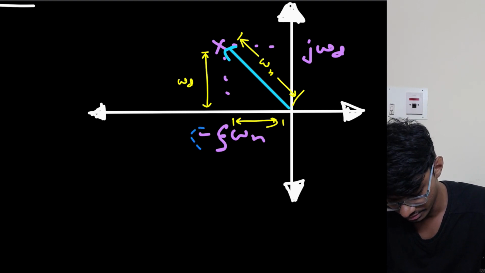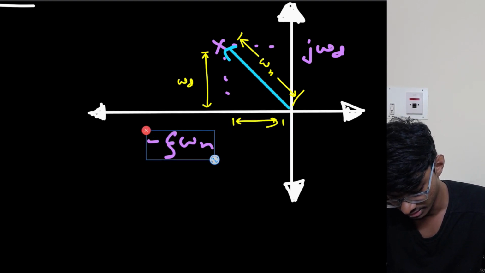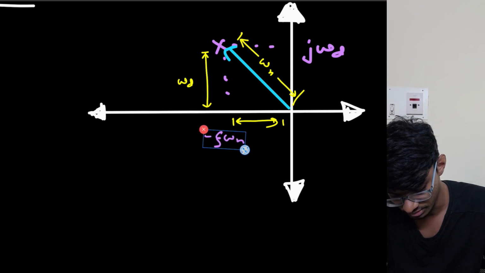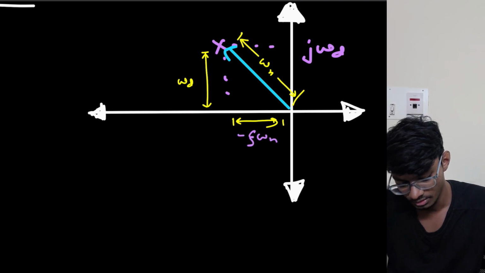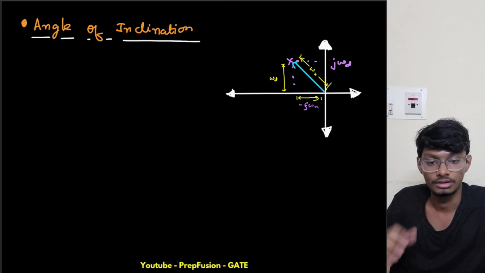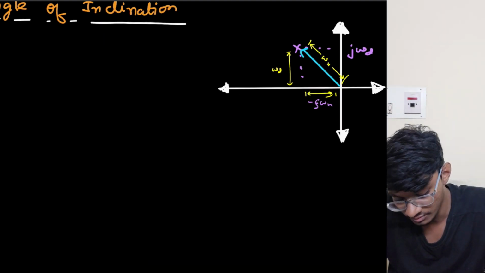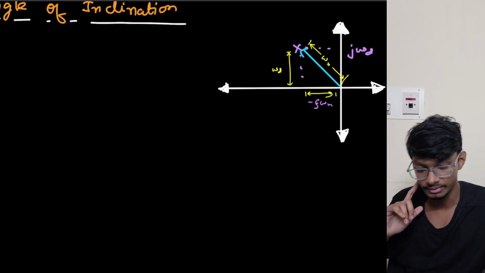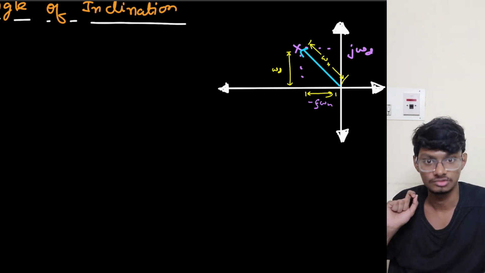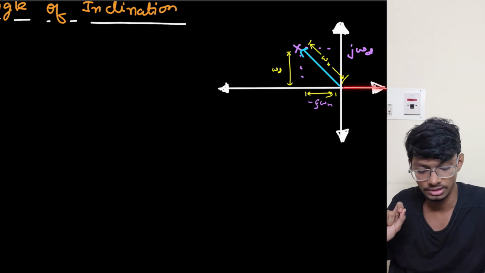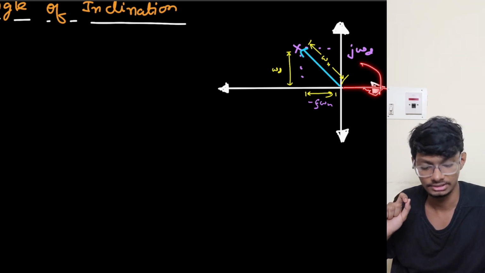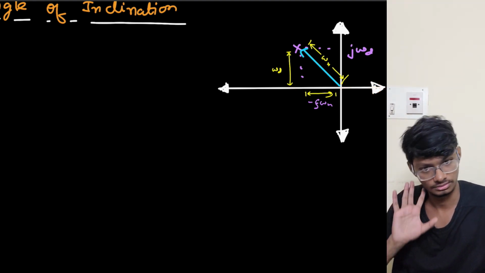So yeah, let me reduce the size. Okay, I understand. So now simply, what is the angle of inclination? Angle of inclination is not like my coordinate axis angle. So what was the coordinate axis angle? It was taken from the positive x-axis, right? We used to take it from this one, but the angle of inclination is different. This is for control systems.